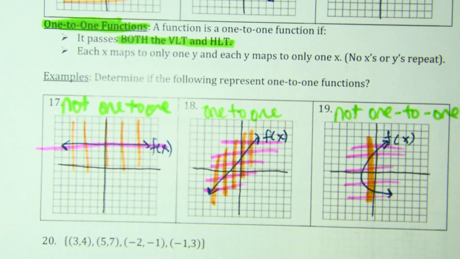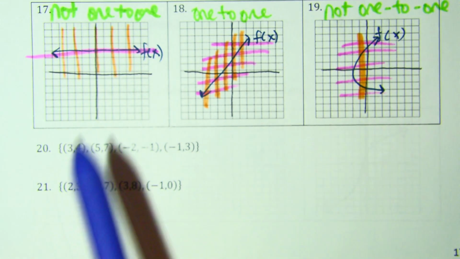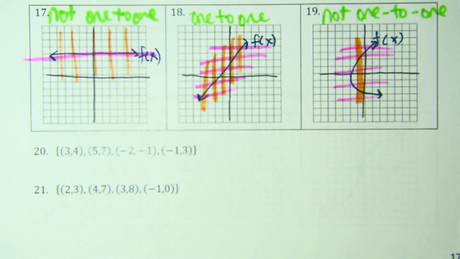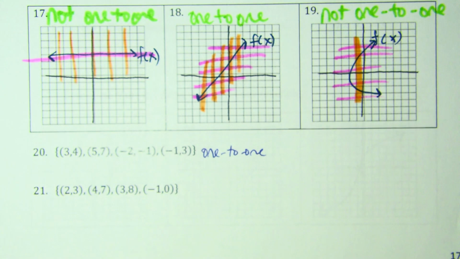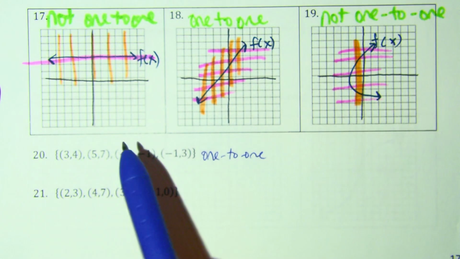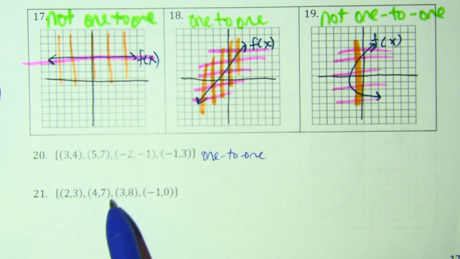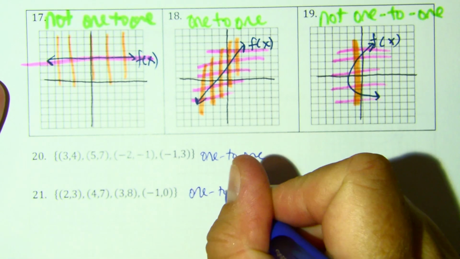We can also determine if a set of points is one-to-one. So I can look at a set of points and determine, do my x values repeat? 3, 5, -2, -1? Nope. 4, 7, -1, -3? Nope. So this is one-to-one. Okay. And then the last one, x values: we have 2, 4, 3, and -1. And then my y values, 3, 7, 8, and 0. None of them repeat x's or y's. I could have it be 2, 2 or 4, 4 or something like that. That's fine. But none of my y's are the same and none of my x's are the same. So this is also one-to-one.